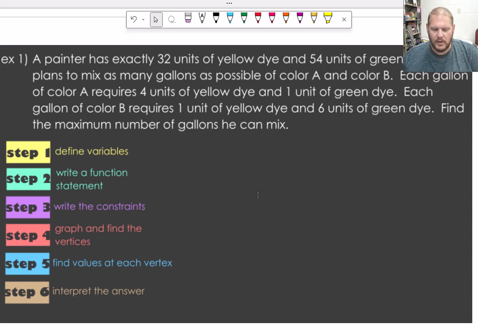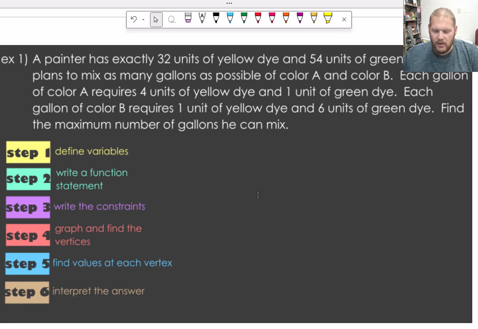So here is our problem. You can see our 6 steps over here to the side. That is going to be how we are handling this problem. And as always with these word problems, we're going to start off by defining what our variables are. Then from there, we've got some choices on steps 2, 3, and 4 in terms of order. We really just have to be able to find our feasible region, our constraints, and our function statement to be able to start answering some of these questions.